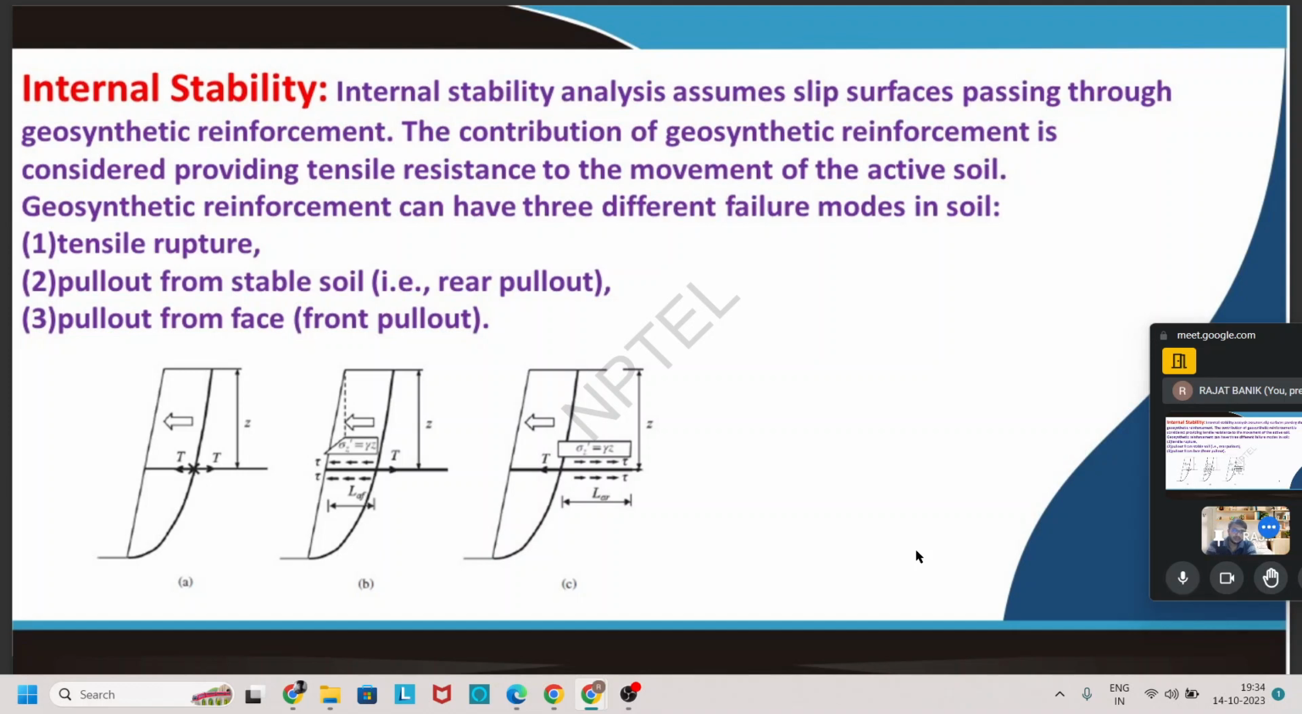That is, when we use the geosynthetic material, it may be pulled out from the stable soil. These are one type of failure. Then the third one is for pullout from the face. That means when we use this geosynthetic material as a reinforcement, it may be pulled out from the active soil, or from the face. So these are the three different failure modes that you need to consider and address in internal stability.